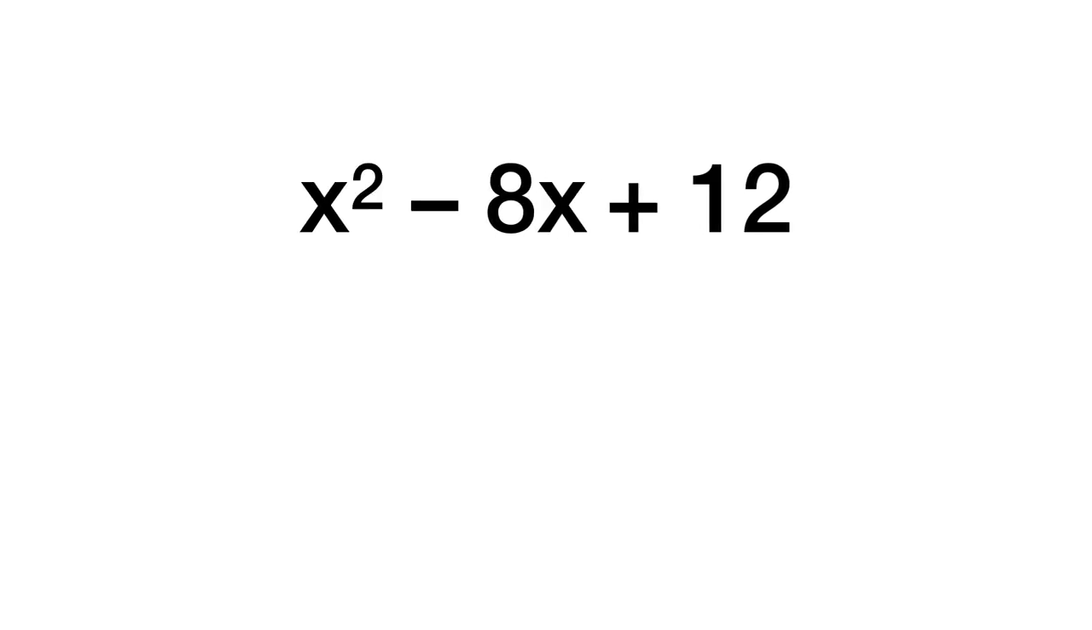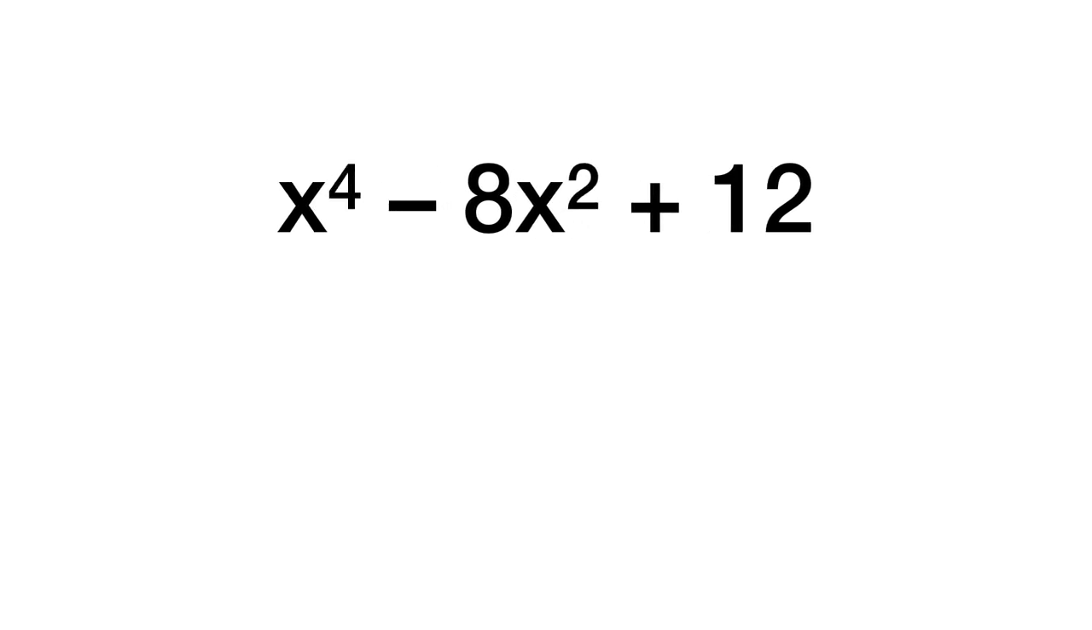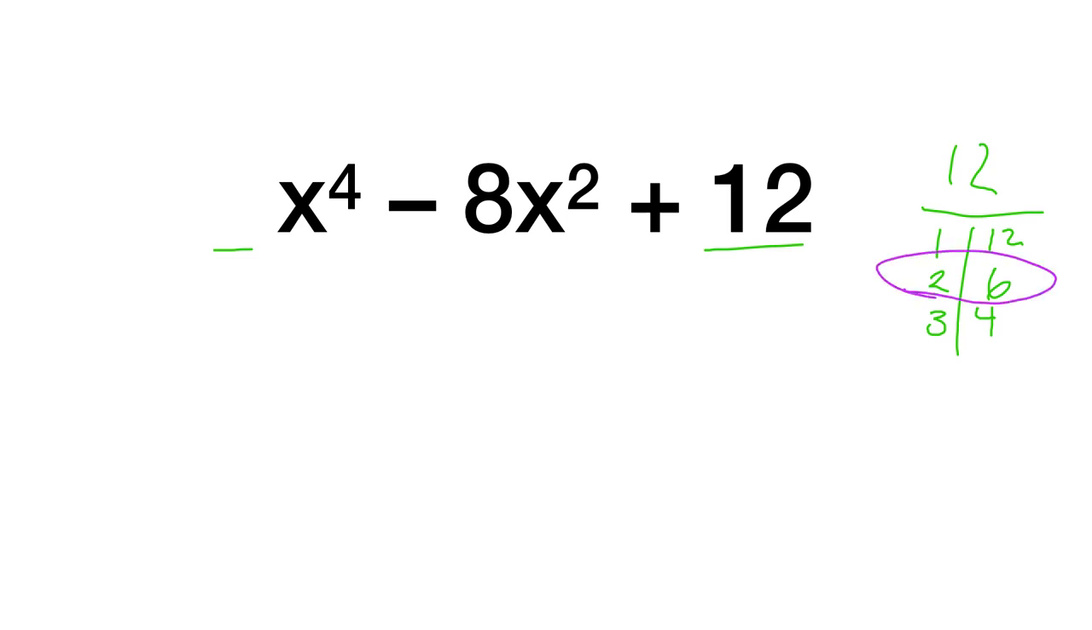Whoa, so if we go back, x became x squared, and x squared became the squared version of x squared, or x to the 4th. But it works exactly the same. So what I would do is leading coefficient is 1 times 12, that's 12. My common factors of 12 are 1 and 12, 2 and 6, 3 and 4. And the two that add up to 8 are 2 and 6, but those both have to be negative.